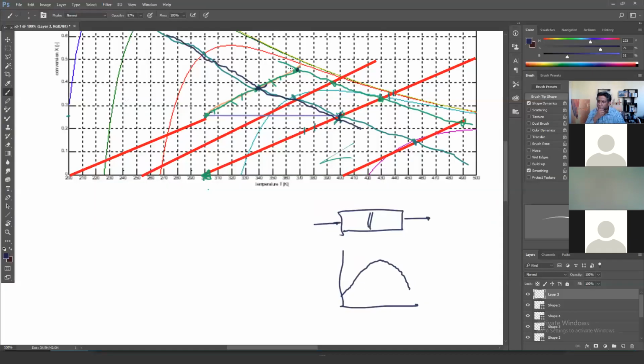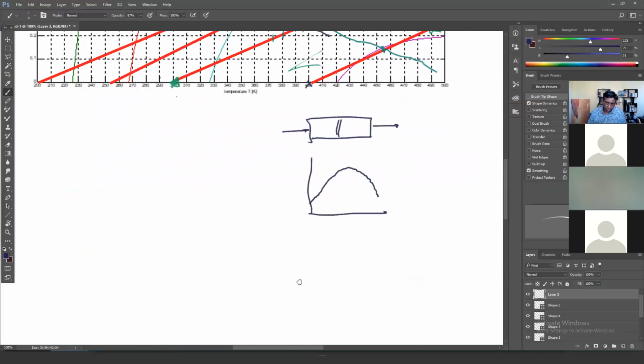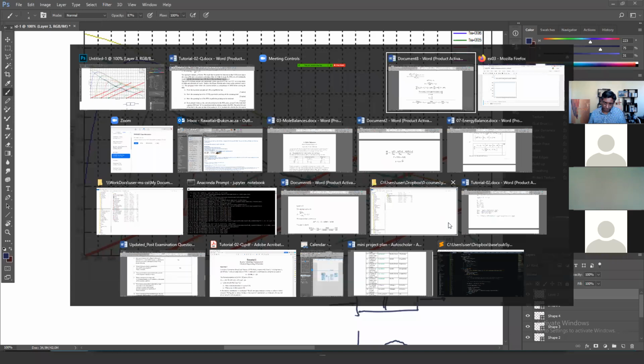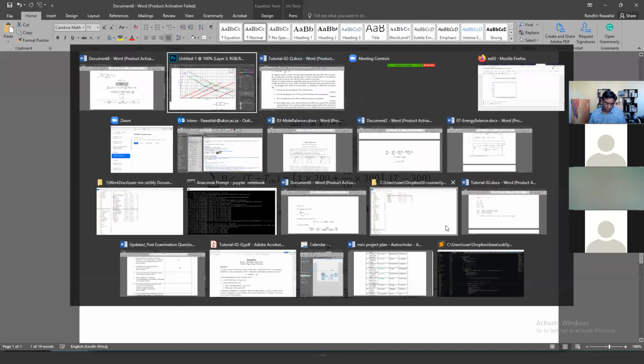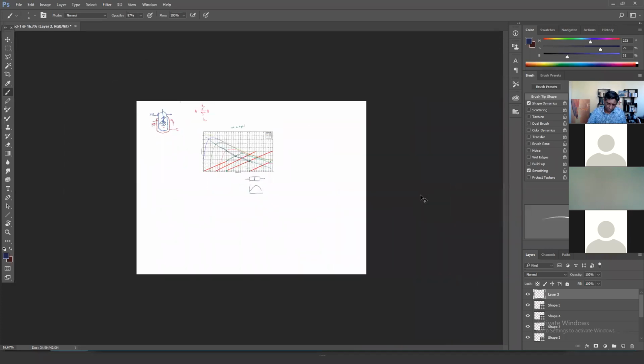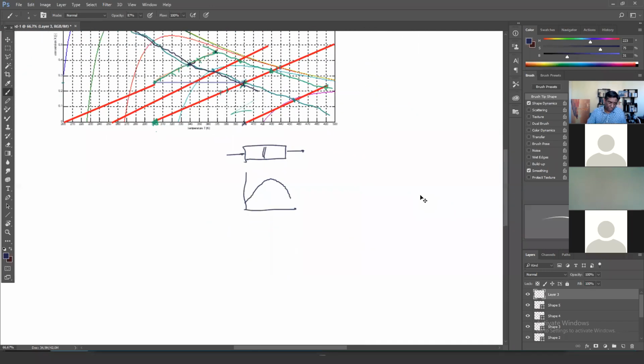Okay, any questions or comments there? Right, so from that construction, number one, we now have the exit temperature from this reactor. Where did we draw that thing? Okay, so we have the temperature now that's coming out.